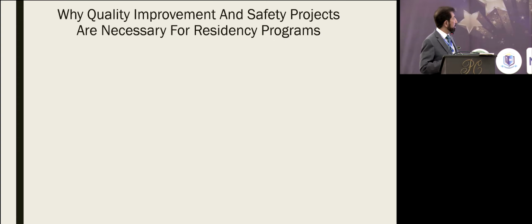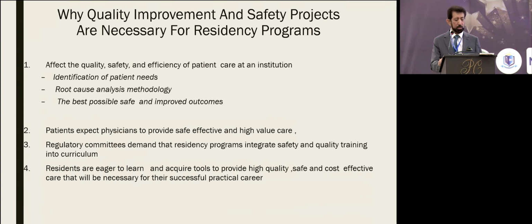So why are quality improvement and safety projects necessary for residency programs? Why do they have to be inbuilt in the residency programs? Why is it so important? Simply because they affect the quality, the safety, and the efficiency with which the patients are treated in an institution, in a hospital.